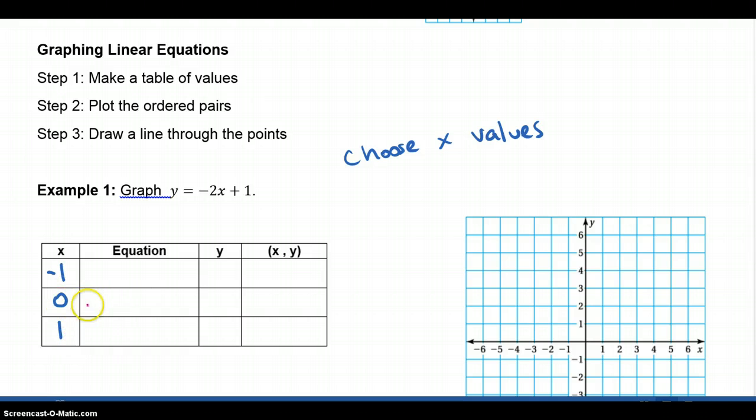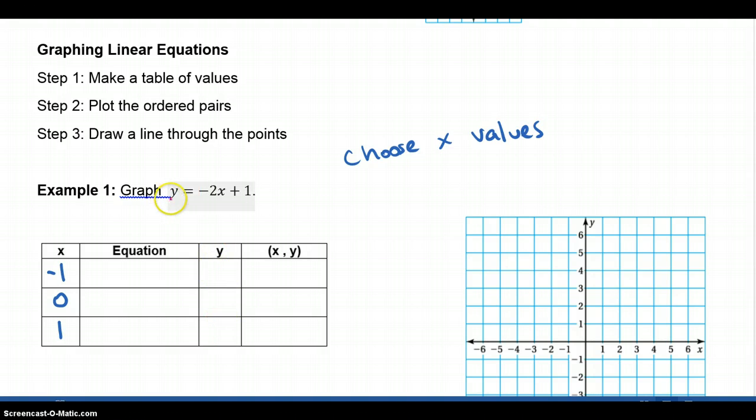0 is super easy to plug in. It's a great one to use, and 1. So these are the typical values that we are going to choose for x, and we'll talk about when you may need to use some different ones later. In this section, it's kind of like your workspace. You're trying to find y.